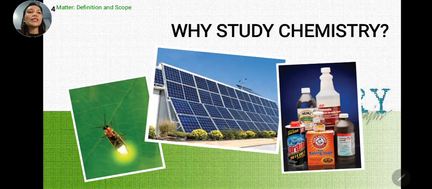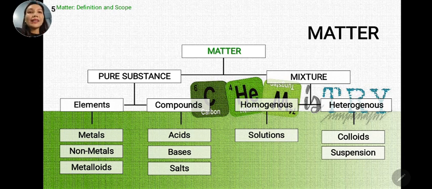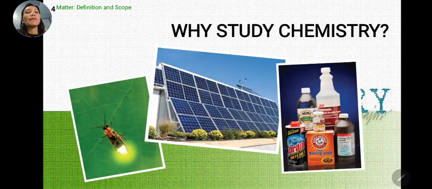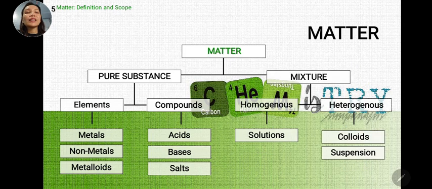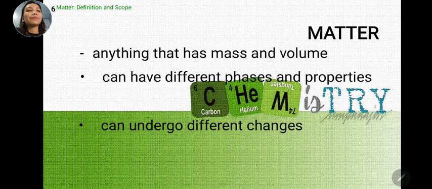So, matter. We defined matter earlier. It can be pure substances or mixtures. Under pure substances, we have elements and compounds. Elements are metals, non-metals, or metalloids, which we can see in our periodic table of elements. Compounds are combinations of different elements, and we have acids, bases, and salts. Our mixture can be homogeneous or heterogeneous. Later in the discussion, we will see the differences in these properties.